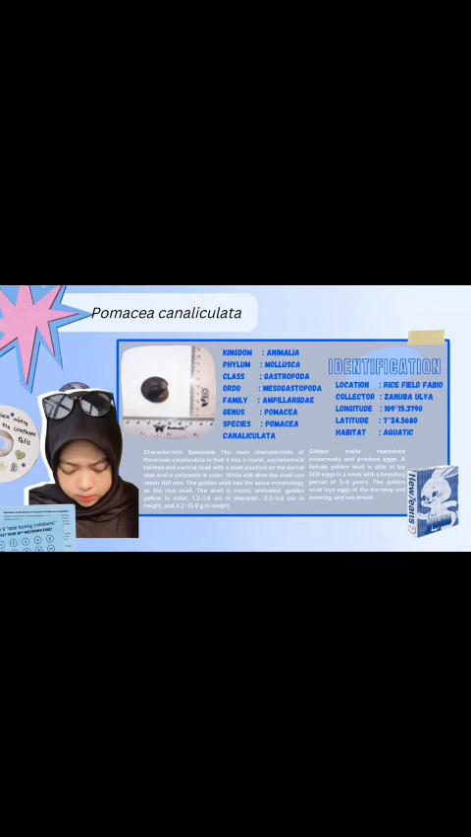And the next one is about Pomacea canaliculata, or siput murbai, and it will be explained by Zanuba Ulia Haura Selin. The main characteristic of Pomacea canaliculata is that it has a round, twisted and conical shell with a peak position on the dorsal side and is yellowish in color. When still alive, the shell can reach 100 mm.